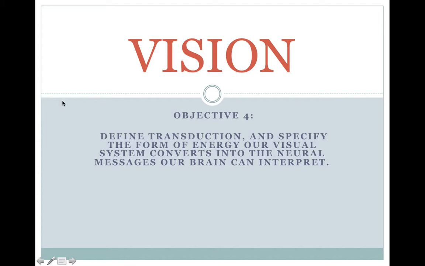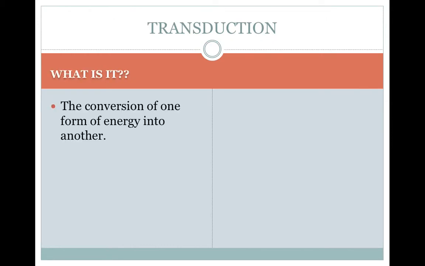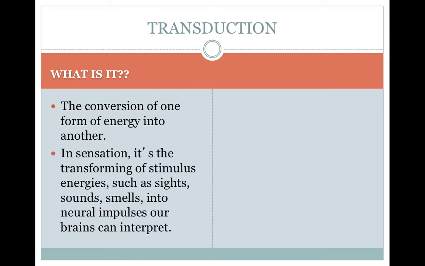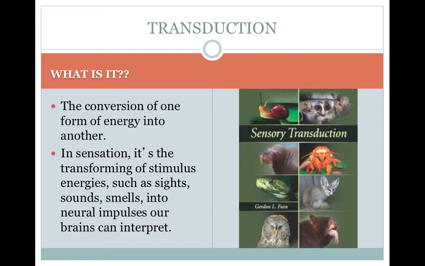All right, so this screencast is dealing with vision. Our objective here is to define transduction and to look at how we transfer our visual system into neural impulses and how our brain interprets them. So transduction is the conversion of one form of energy into another. And in vision, it's taking the stimulus energy of electromagnetic waves and turning them into neural impulses where our brain interprets them in our visual cortex.